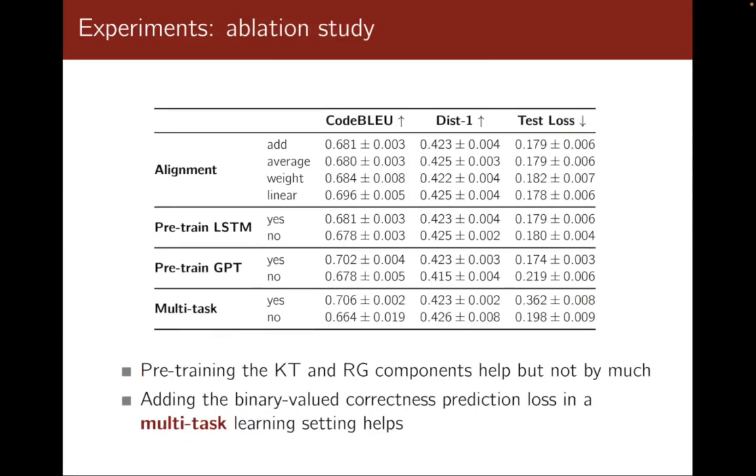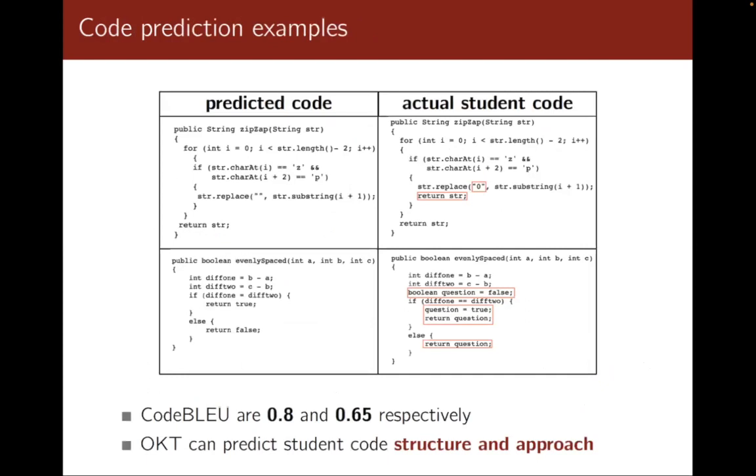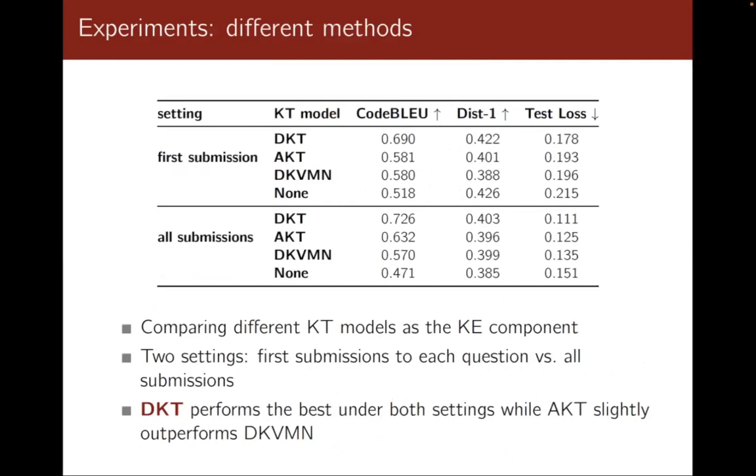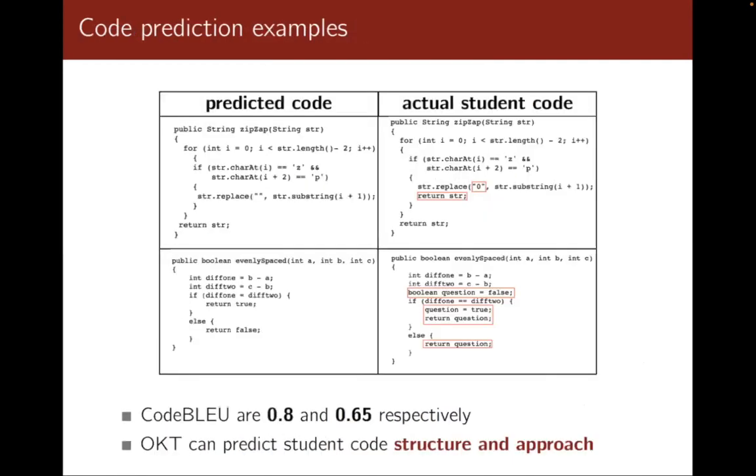There are a bunch of other things, but let's skip through these. I'm just going to give you some sense of what we are doing. On the left, we have predicted student code, and on the right-hand side, we have actual student code, and the differences are highlighted in red boxes. These are some qualitative examples. In the first case, the CodeBLEU is about 0.8. In the second case at the bottom, the CodeBLEU is about 0.65. The best result that we have in predicting first submissions is about 0.7, so it's somewhere in between these two examples.